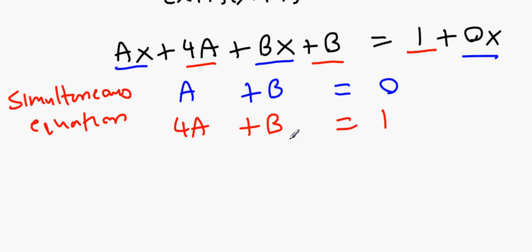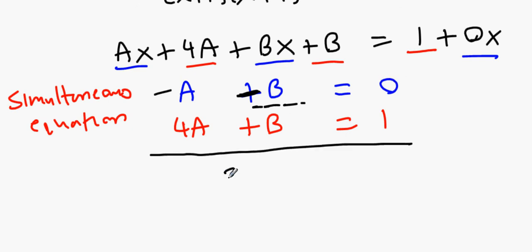So what we gotta do here with the simultaneous equation is take away. We decide on a letter to get rid of. So I'm gonna get rid of the b's. So I'm gonna change the signs on the top one. So it's gonna be minus a, now it's gonna be minus b, and 0 is still minus 0. So we're gonna add them together, and I'm gonna get 3a equals 1. Therefore a has to be 1 over 3.